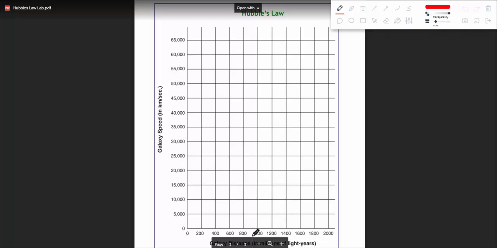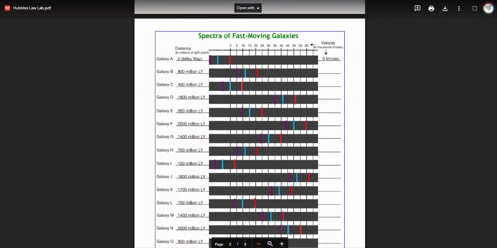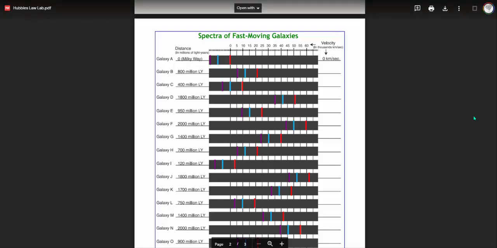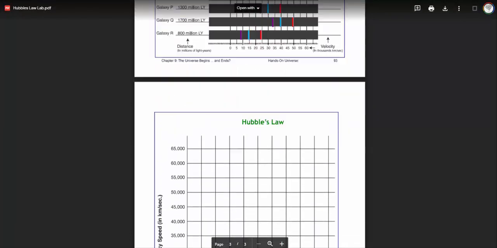So the distance for Galaxy B was 800 million light years away, and the speed for Galaxy B was 22,000 kilometers per second. So we find where these two intersect and we make a point here. You'll do this for each of the points here. All of these are given to you. All of the distances are given to you. You'll have to read the red line to find out what the velocity is. Don't forget to add those 3 zeros at the end of it in order to make it into thousands. You'll take each pair of numbers and you'll plot them down here on the graph.